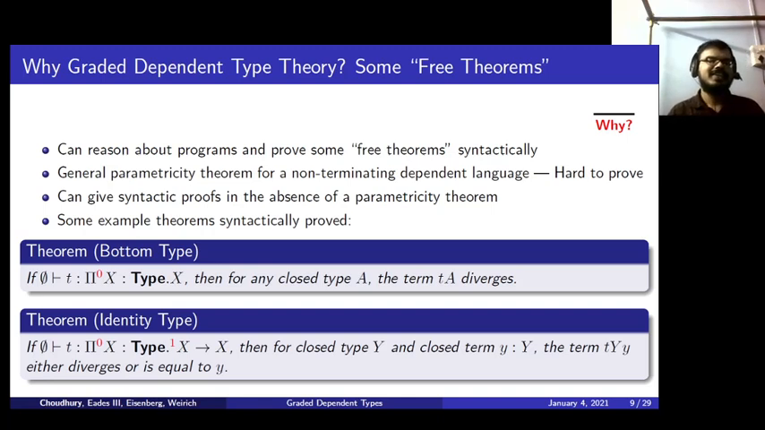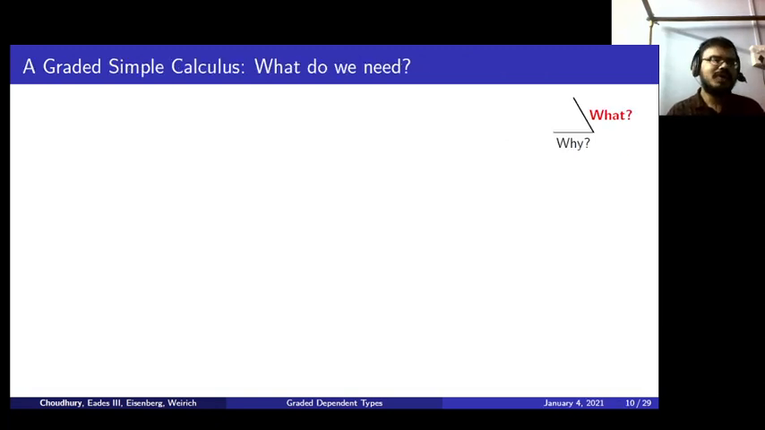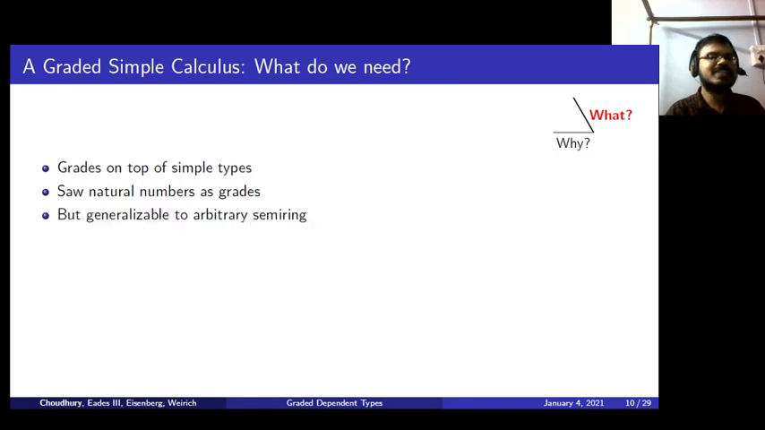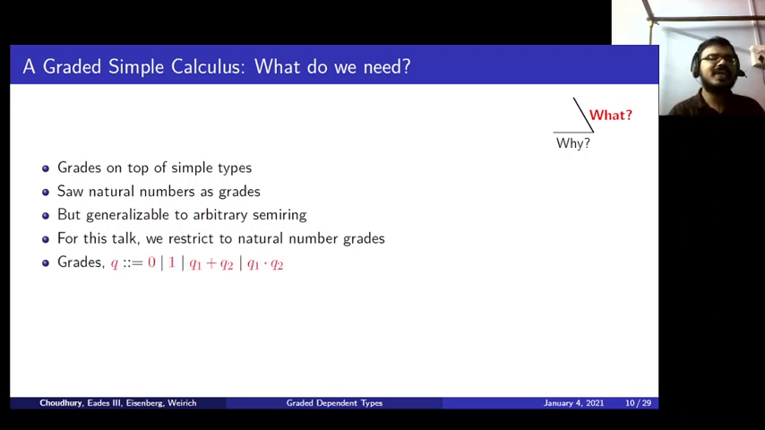Now that we have seen some uses of graded dependent types, let us see what they are in more detail. Our goal is graded dependent types, but we start with simple types, graded simple types. What do we need for this? We need grades. We saw natural numbers as grades. In fact, grades can be generalized. They can be drawn from any arbitrary semiring. But for this talk, we restrict ourselves to natural number grades only. So grades are natural numbers with addition and multiplication defined in the usual way.